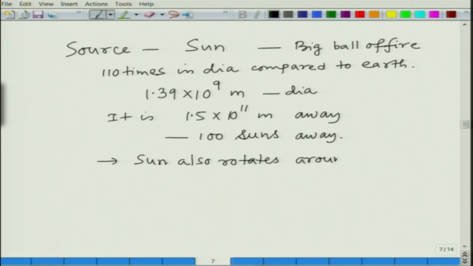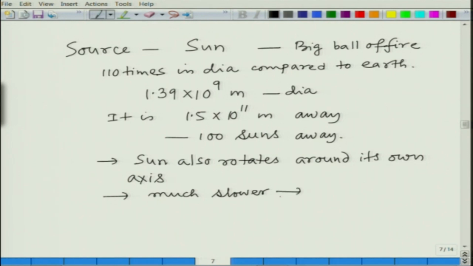Around its own axis, just like earth rotates, that is why we get day and night, but sun also rotates, okay, on its own axis. And it is much slower, that is all, much slower. How much slower? It takes.